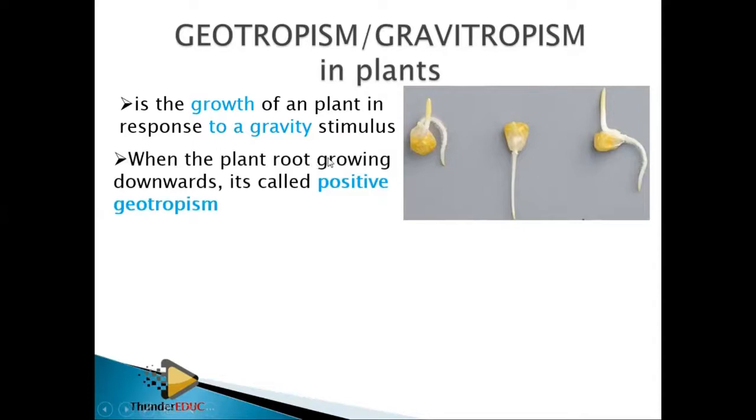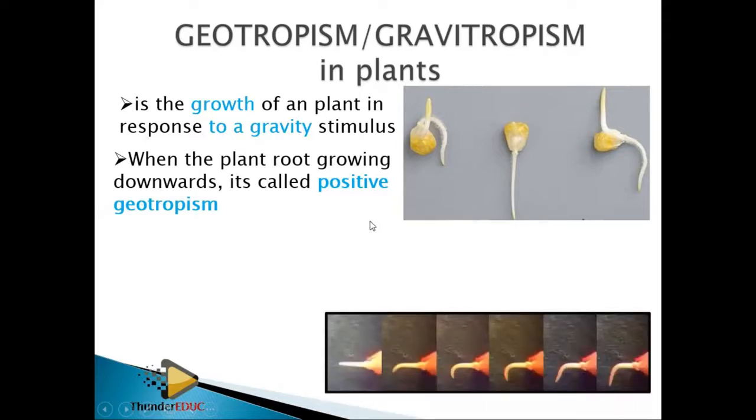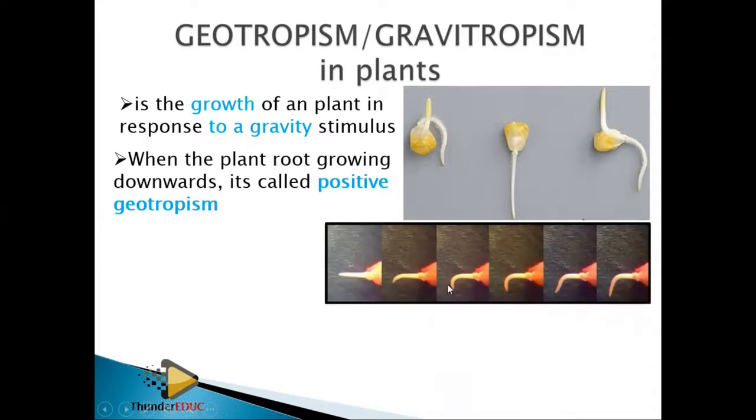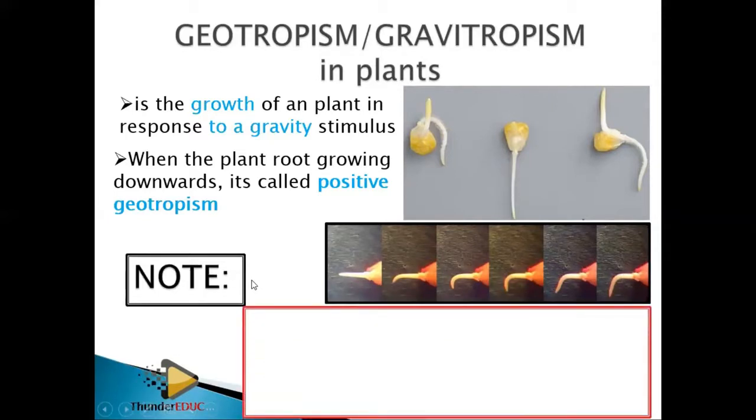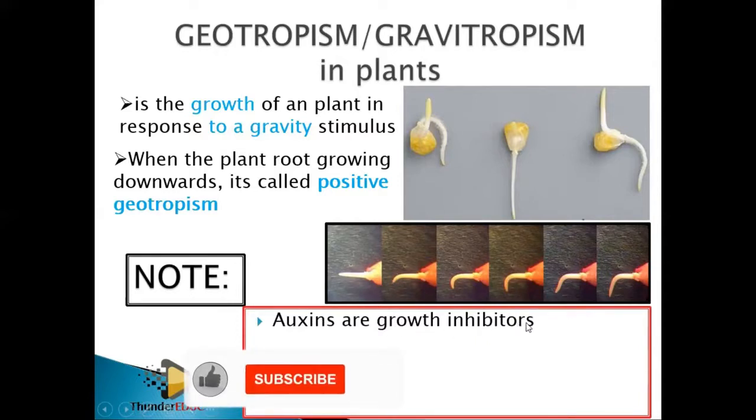When the plant root is growing downwards, it is called positive geotropism. It means that it is positively geotropic. It means that it's growing towards gravity. So you can see them here. They start like this, but they end up growing downwards. Note, you need to know this. Auxins are growth inhibitors.